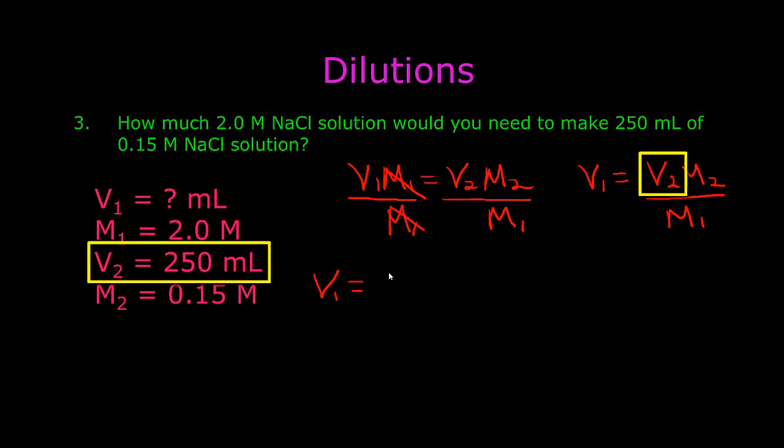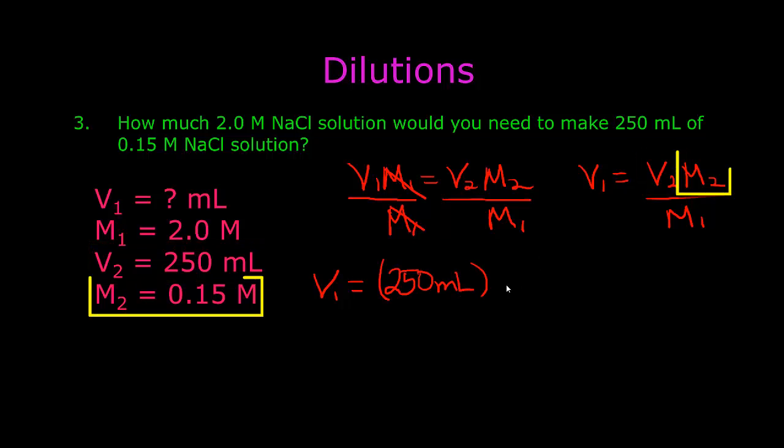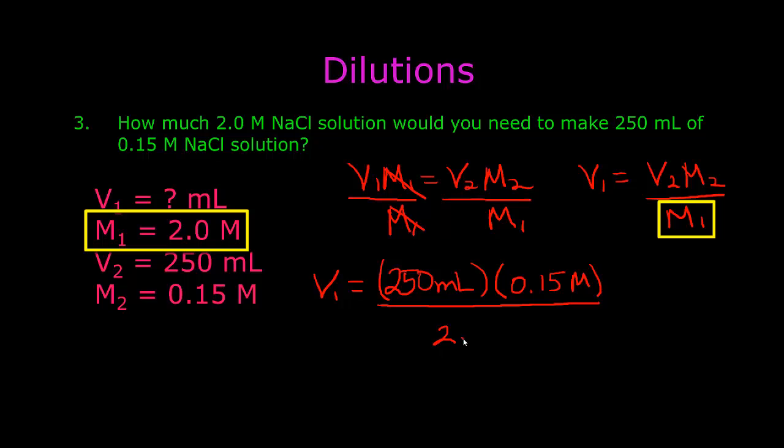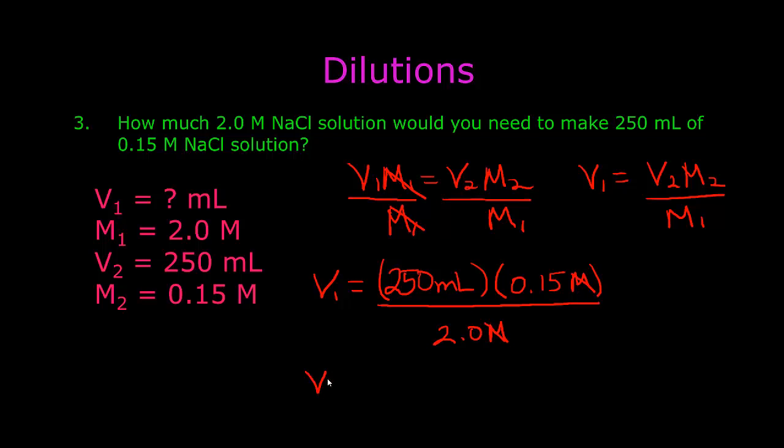Volume 2 is 250 milliliters times M2, which is 0.15 molar, divided by M1, which is 2 molar. I'm going to cancel my units. I have a molarity on top and a molarity on bottom, so they go away. I have a milliliter on top, but I don't have a milliliter on bottom, so it does not cancel. 250 times 0.15 divided by 2 is 18.75, and my units are what I'm left with, milliliters.